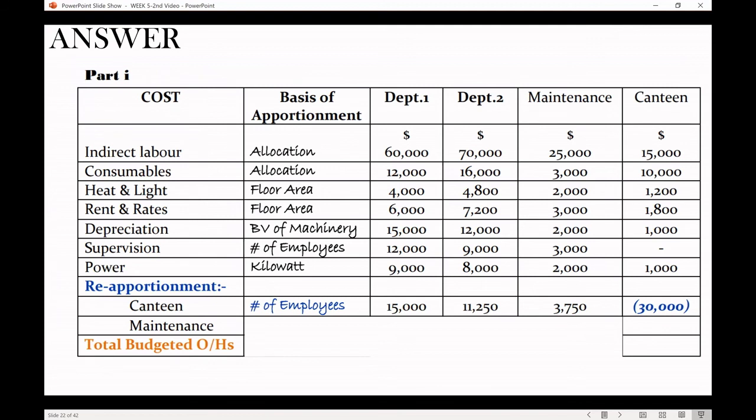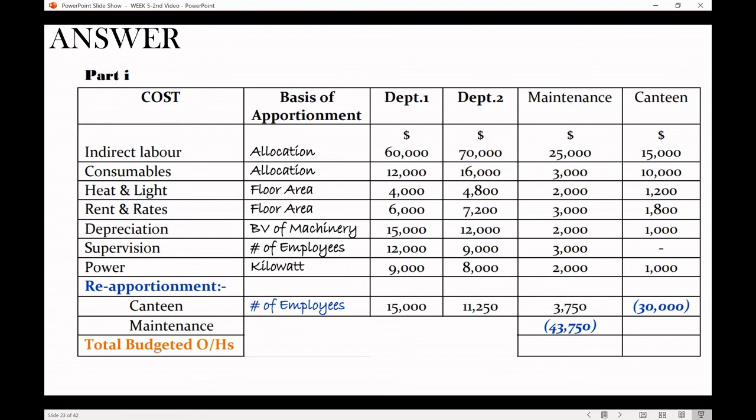So now maintenance has an additional 3,750 costs to take into consideration. Department 2 also has 11,250. Department 1 has $15,000 for services rendered from the canteen department, right? The next service department that we're doing, to the left of canteen, is maintenance. We're doing the same thing, summing all the costs here, including this 3,750.